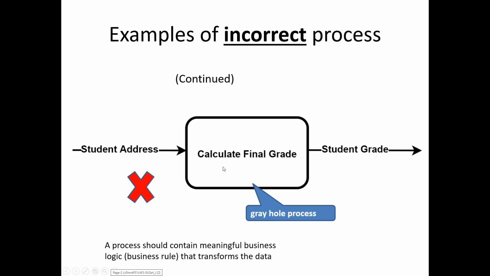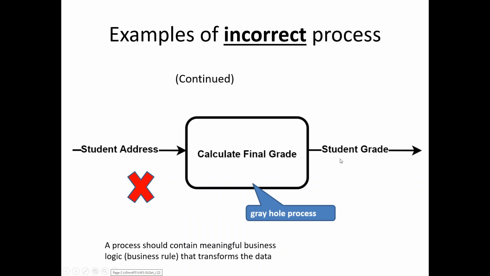And then we have this example. At first glance, this process has an input and also an output. However, if you take a closer look, this process is called calculate final grade. And here, this final grade is based on student address, and its output is the student's grade. Which means this student's grade is based on the student's address. So actually, this process is not meaningful.